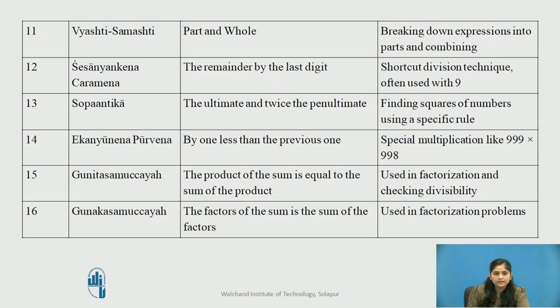Next sutra is Eka Nyunena Purvena, which means by one less than the previous one. It is used for a special multiplication technique, like multiplication of 999 with 998. That means it is used for multiplication of numbers near to the base. Next sutra is Gunita Samuchayah, which means the product of the sum is equal to the sum of the product. It is used in factorization and checking divisibility.